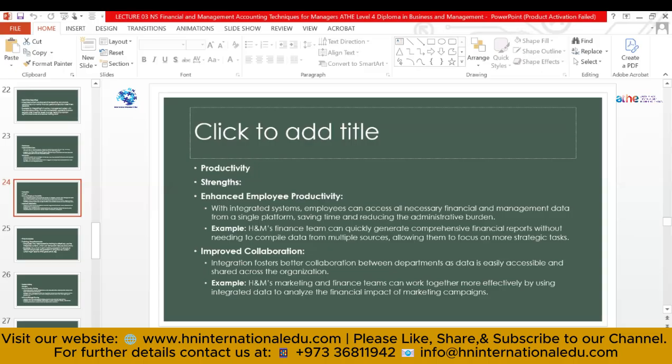Rather than going to one department, then to another, and moving day by day. For example, H&M's marketing and finance teams can work together more effectively by using the integrated data to analyze the financial impact of marketing campaigns. Now, both of the departments are different, as in marketing and finance. But because they want to run the advertisements and the campaigns and the billboards, they are using the information quite easily.